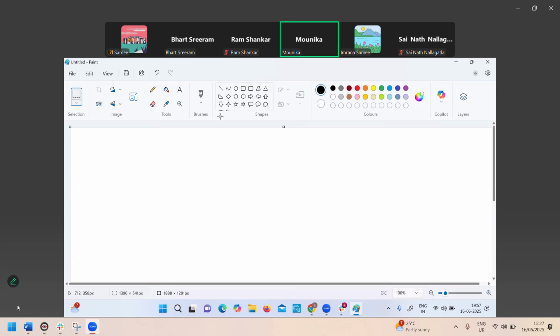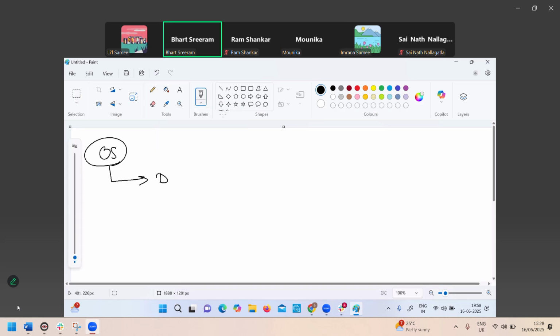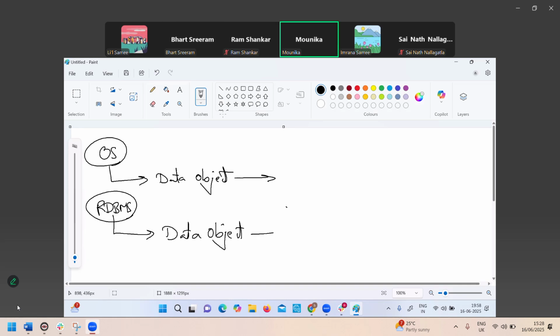Okay. In our next session, before that, suppose it is an operating system, what is the data object? In any operating system, Windows, Linux, or Mac OS, what is the data object? Before that, you will get a clue. If it is a database, what is your data object? Tables, right? If it is an operating system, what is the data object? Files, correct?